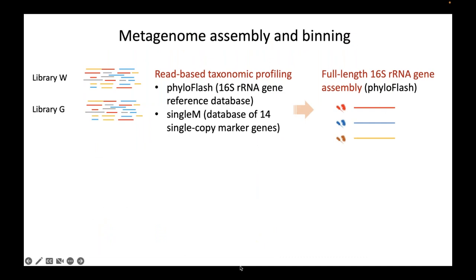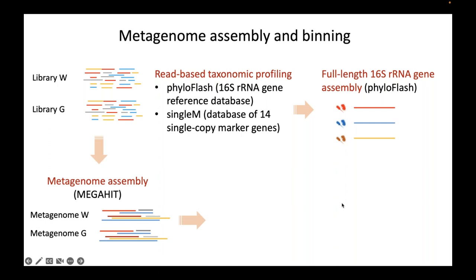Besides analysis at the read level and 16S RNA gene level, I also assembled the metagenomes from the worm fragment and gut content libraries separately to produce two metagenomes, which we call metagenome W and metagenome G. I also assembled the gut content library that was sequenced with MiSeq, but that metagenome was pretty redundant to the HiSeq gut content library with much lower coverage, so I did not use it for downstream analysis.